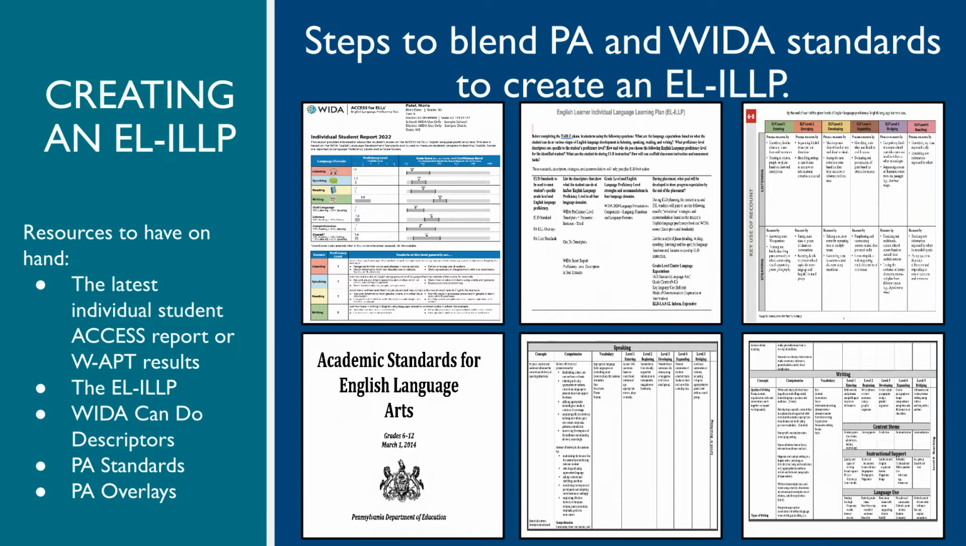When you begin planning, have on hand the following resources. This seems like a lot, but you will see a familiarity of the two frameworks and a flow in the resources. The resources you need to have available are the 2022 or latest Individual Student ACCESS Report or WIDA ACCESS Placement Test result of your student, the English Learner Learning Plan, WIDA Can-Do Descriptors, Pennsylvania standards, and Pennsylvania overlays.